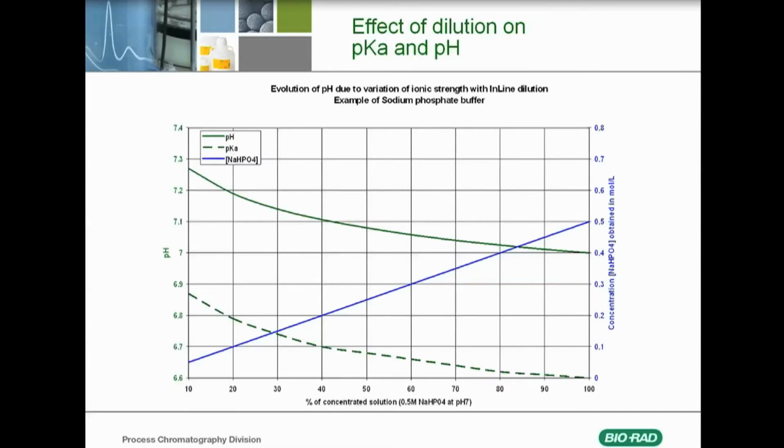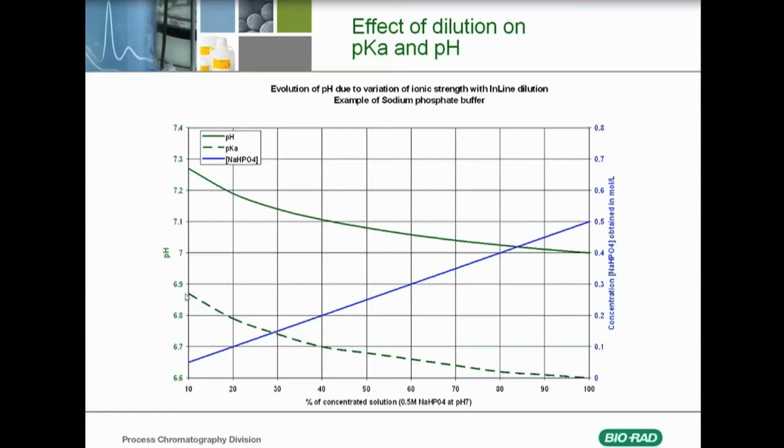Something important to remember about inline dilution, especially when we dilute a concentrated buffer with water, is not to forget that this will have an influence on the pKa and on the pH. Here on this table, we take the example of sodium phosphate, and we simulate a dilution of 0.5 molar sodium phosphate which has been adjusted to pH 7. When we have 100% of this concentrated buffer, we get a pH of 7, and the pKa is around 6.6. But as you dilute from 100% down to, for example, 10% of concentrated buffer, therefore 90% water, you can see that the pKa is changing.